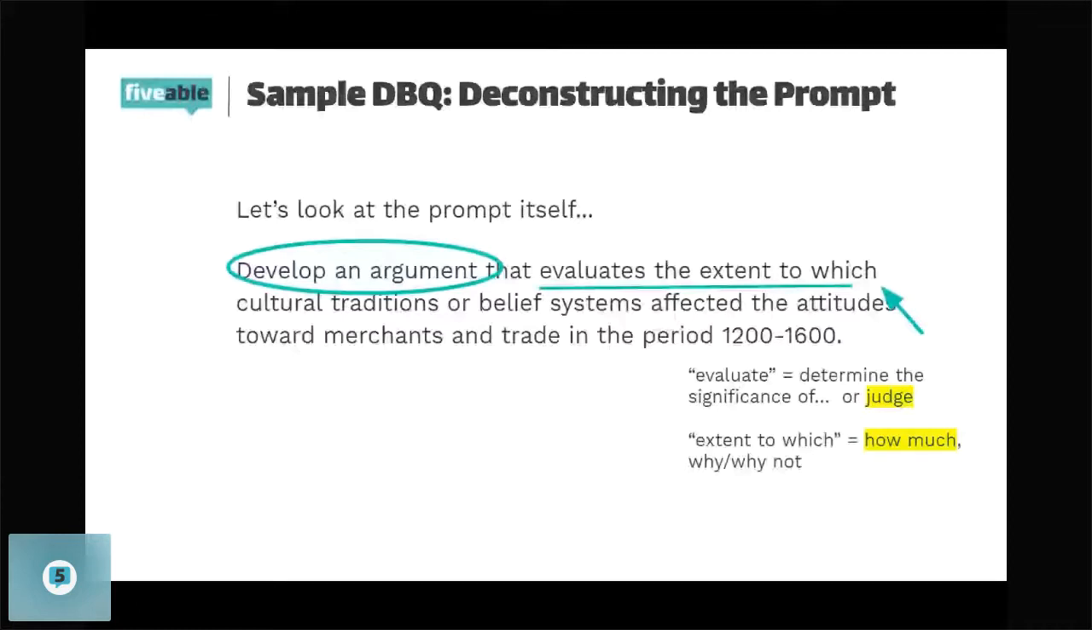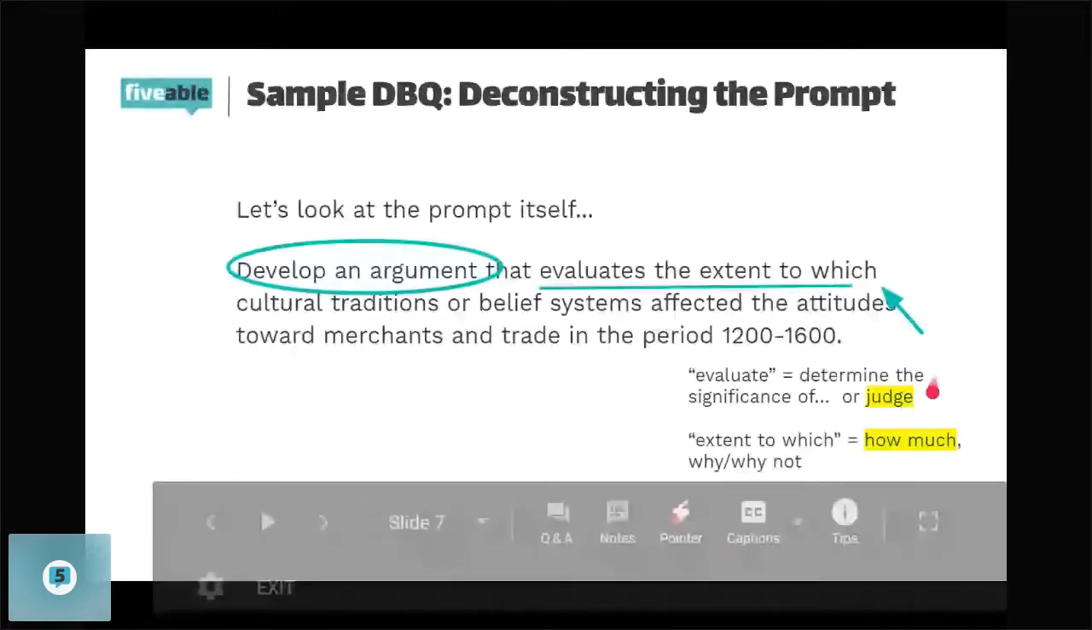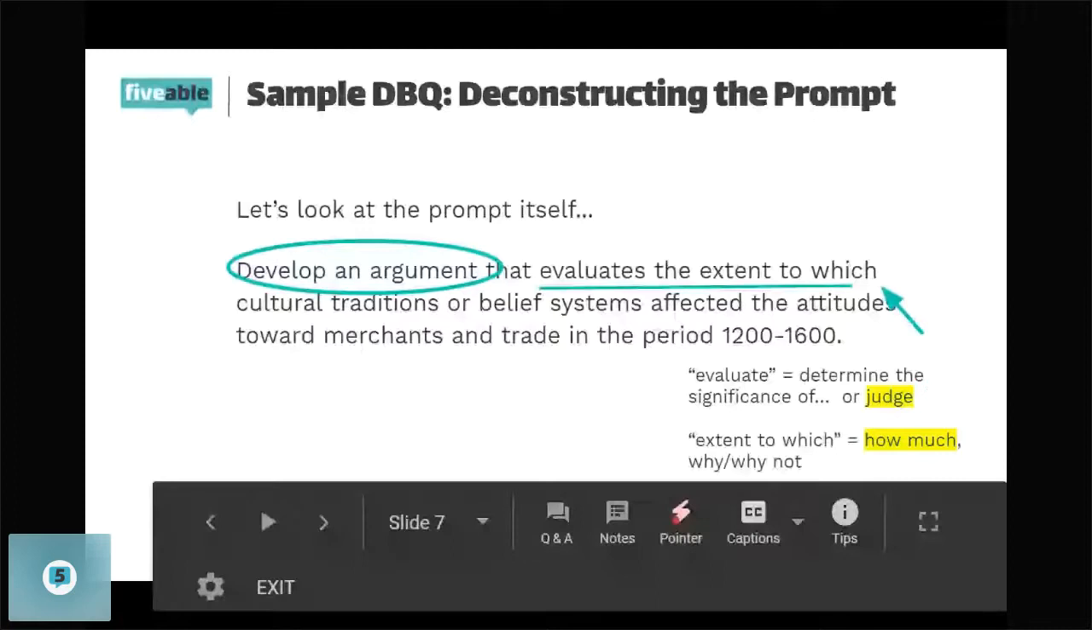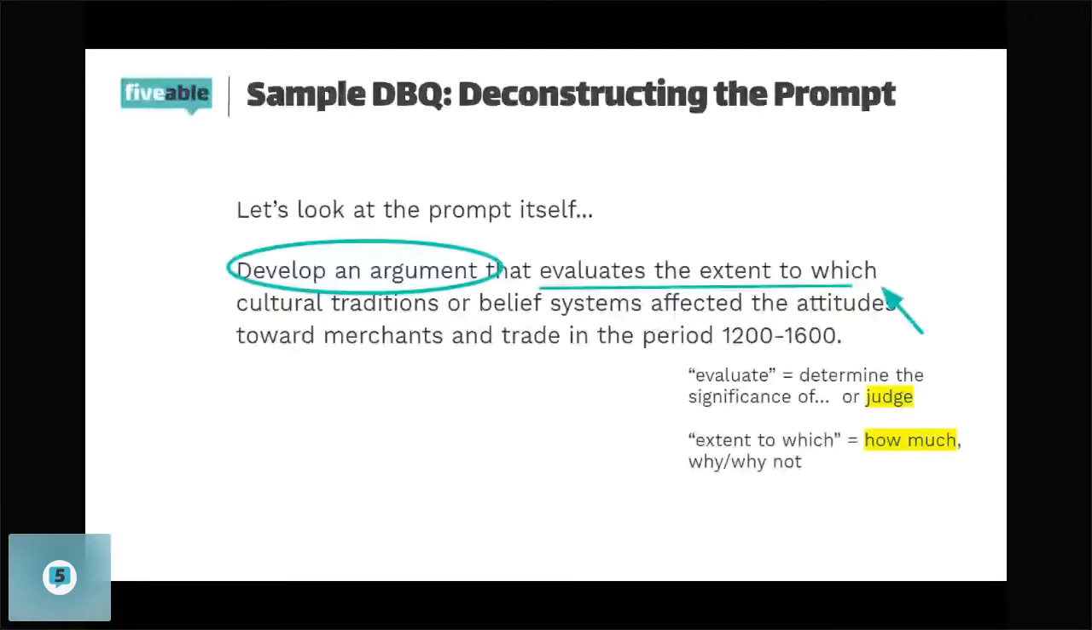Okay, well, let's break down the prompt really quickly. So evaluate the extent to which. Evaluate means determine the significance of or judge. I like to break things down to the easiest point possible. So I'm a teacher, so I get evaluated a lot, right? The assistant principals come and evaluate my teaching. They're really judging me. Am I doing a good job or not? So for evaluate, I like the word judge. And then the extent to which, it really means how much, right? So how much did cultural traditions or belief systems affect attitudes towards merchants and trade?